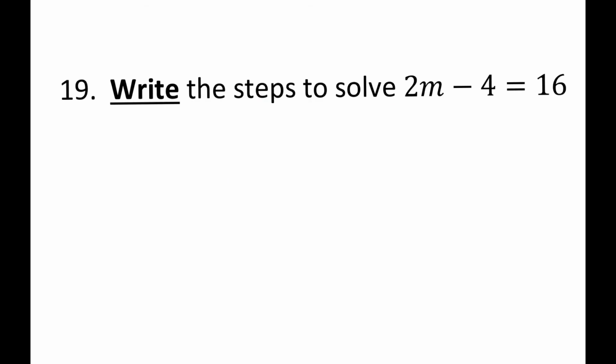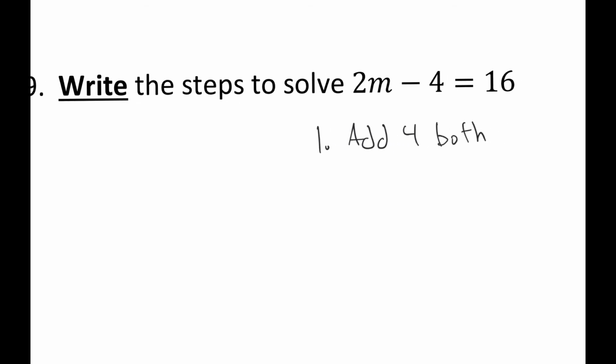So number 19, you guys need to write the steps to solve. In other words, you guys need to write the sentences in order to know what steps to do when you solve for the variable. So we have the variable m here, 2m minus 4 equals 16. So the first step would be you guys add 4 to both sides. And that's because that is the constant that's on the same side of the variable. So add 4 to both sides here. And then, oops, I forgot the word 2, so I'm going to put here to both sides.